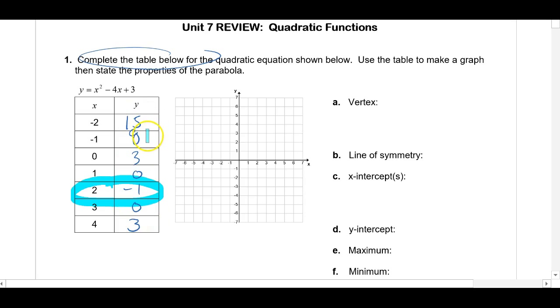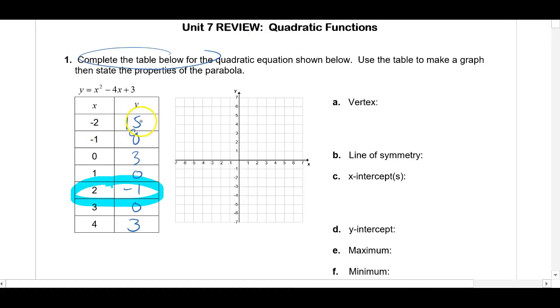And if you notice, it goes 15, 8, 3, 0, -1, 0, 3. So here is the middle, okay? Because it goes 0, -1, 0. Okay, that's where it is the same, or it repeats. It's the same, okay? So that's your vertex, but let's draw the graph first.